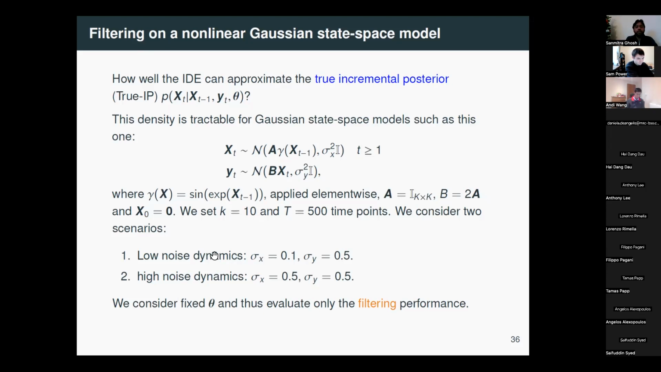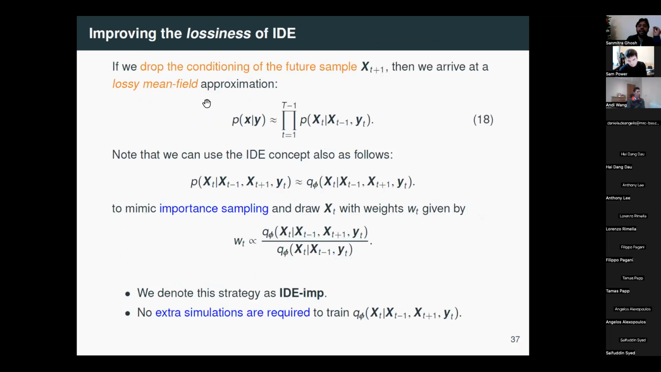And I have chosen two noise regimes. One is where the dynamics noise is lower than the observation noise, so you can call this high signal to noise. The other is where you have the same noise for both the dynamics and the observations. And here we are only interested in the filtering performance, so we consider a fixed theta. Think of it like this theta has vanished now. It's just the classic filtering arena.